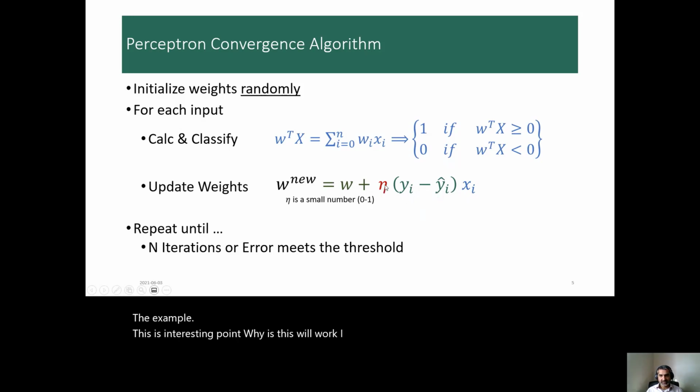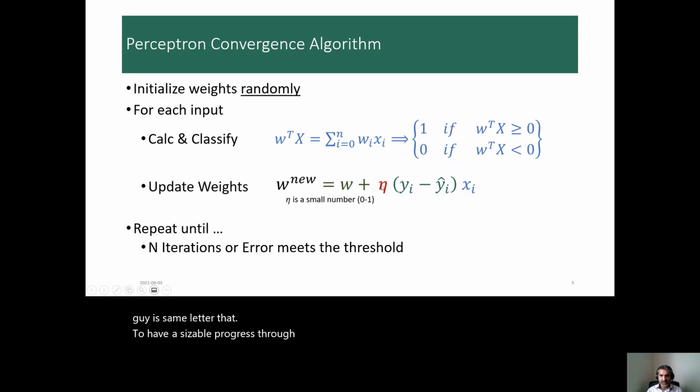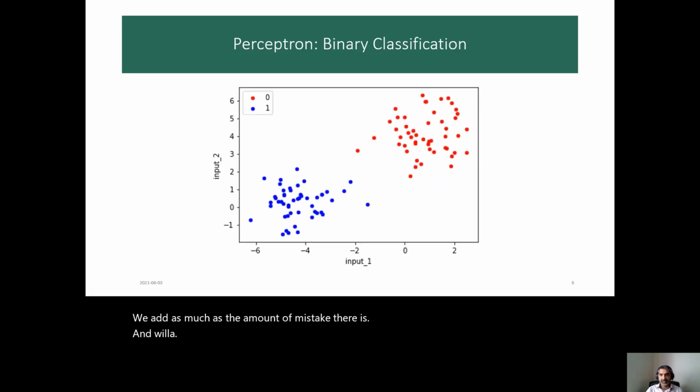So this is the same eta, to have sizable progress through the training. We can have it 0, we will learn nothing. We can have it as 1, we will learn quickly, but usually it's a small number. For every example, we update the weights. To the existing weight, we add as much as the amount of mistake there is. And voila, we get that.